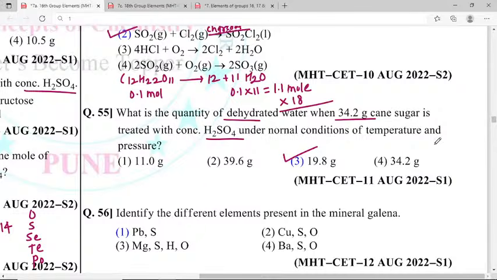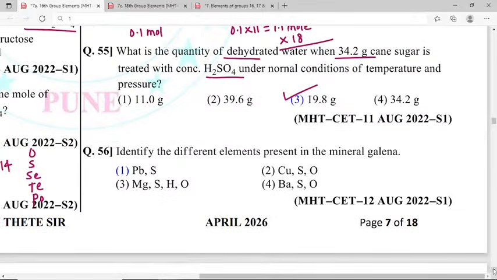Question number 55 is very important. First we have to calculate the mole, then compare the mole, and then convert mole into mass. Just use the stoichiometric calculation with the balanced chemical equation.